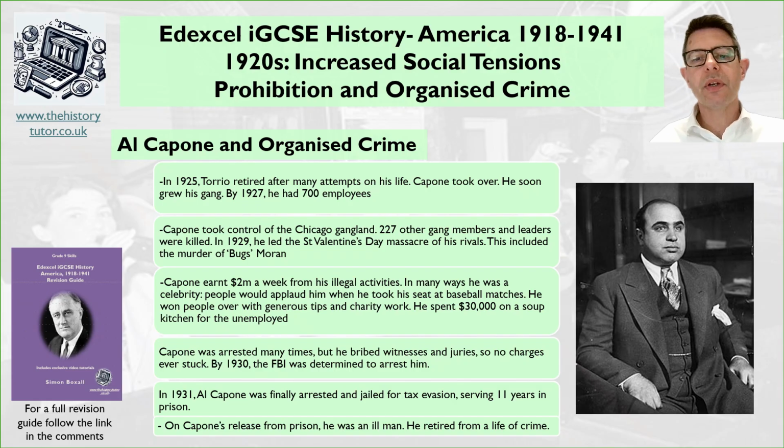In 1930, the FBI was determined to arrest Capone. In 1931, they managed to arrest and jail Capone for tax evasion, and he served 11 years in prison. On Capone's release from prison, he was an ill man and retired from a life of crime.